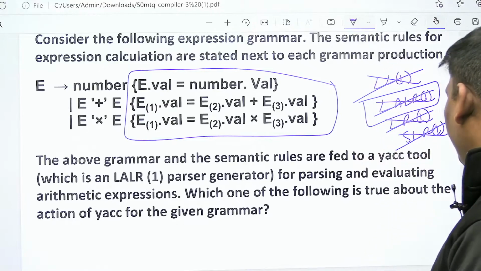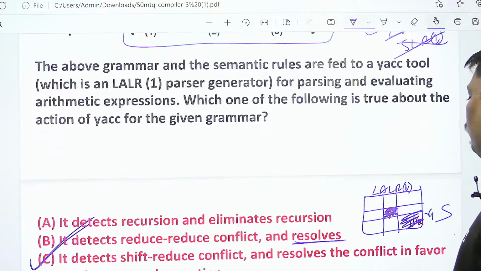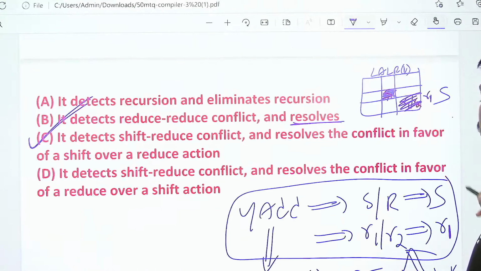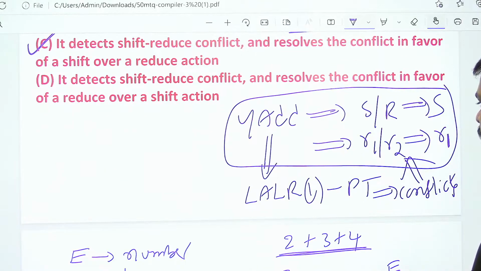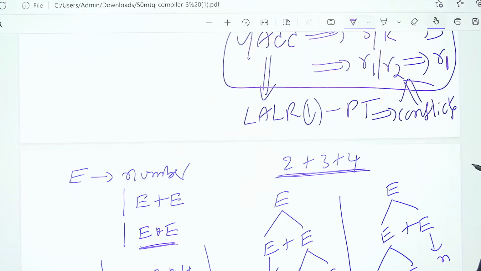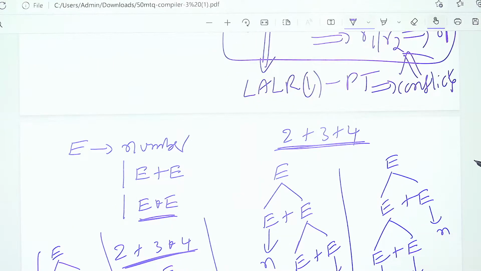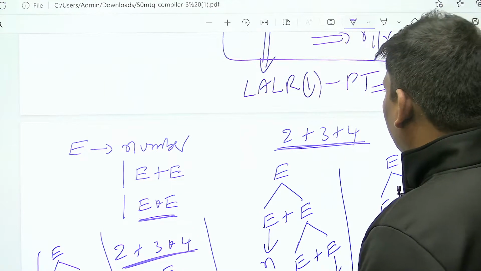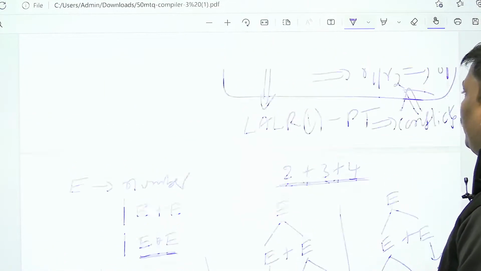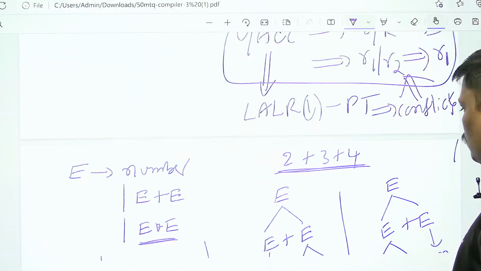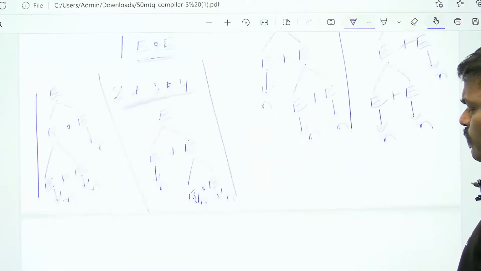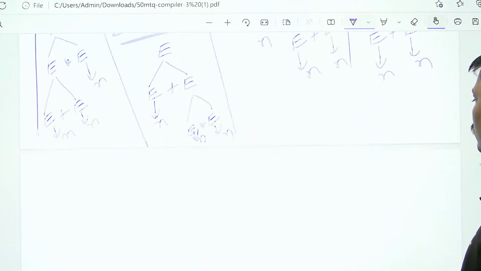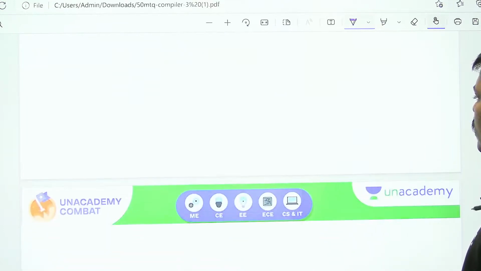How will it eliminate? It will favor someone. For an SR conflict, it will replace by S, that is shift. For an RR conflict, it will replace by the first R. First means in the grammar, which production came first. While entering the grammar, whichever production you enter first will be given more priority. So be careful.